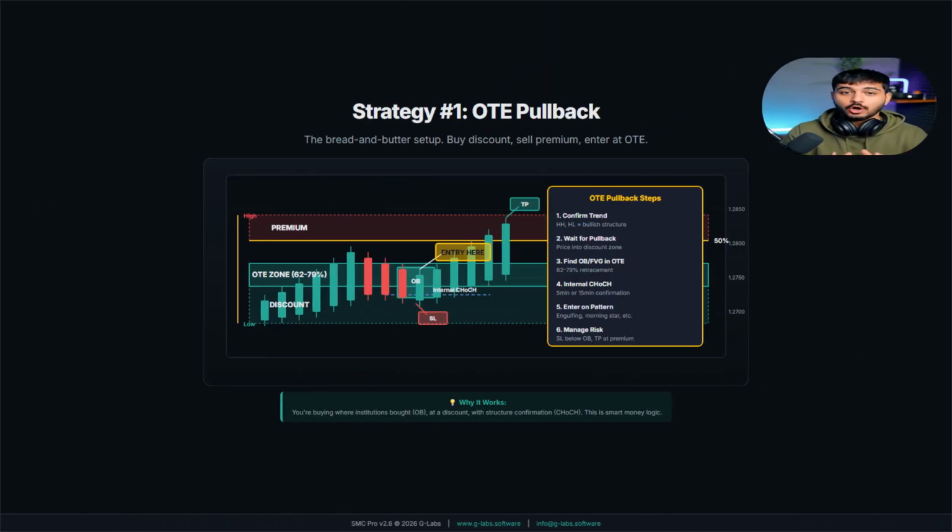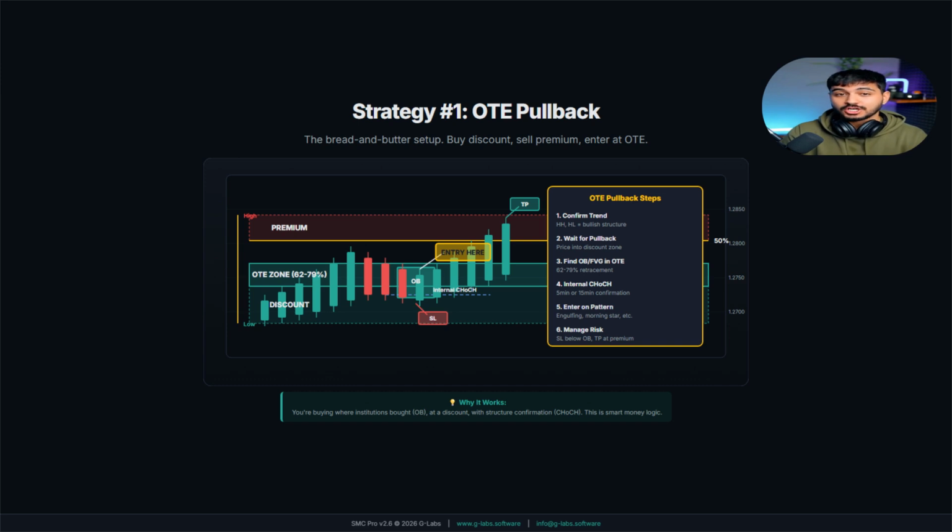Strategy 1. The OTE pullback. This is your bread and butter setup. Wait for a clear trend, higher highs and higher lows for bullish. Let price pull back into the discount zone, below 50%. Find a fresh order block or FVG in the OTE zone, that's 62 to 79%.